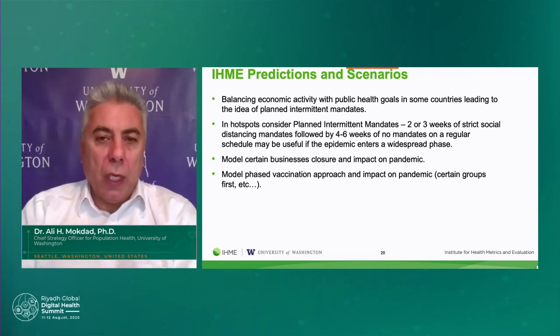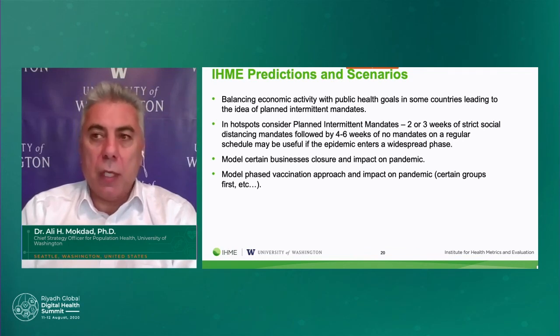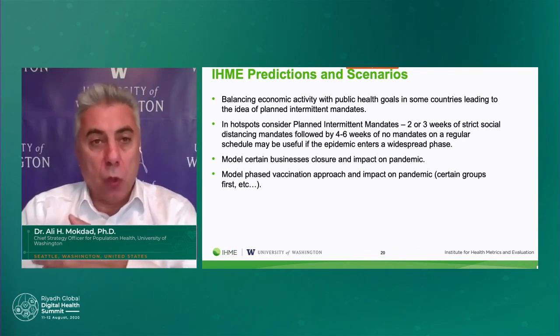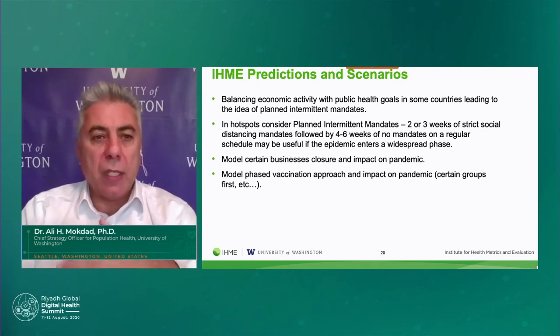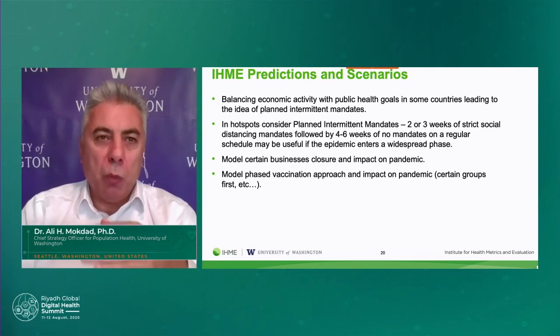And then now we're looking at how we could model a phased vaccination approach. We've been asked to set a priority for vaccination based on what the National Academy of Science is doing right now in the United States. We've been asked to model that to show what will happen if we start rolling out these vaccines when they are available, and what will happen when we vaccinate the first wave and so on. Next slide, please.